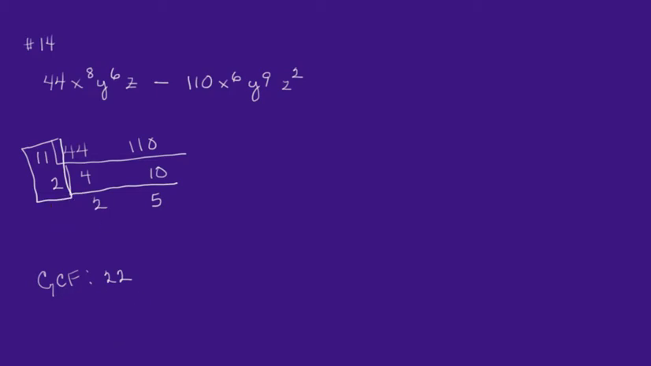Now, let's take a look at my x, y, z variables. So I have an x to the 8th power here and an x to the 6th power here. Between the two, which one has the lowest exponent? It's going to be x to the 6th power. So x to the 6th power is my greatest common factor for my x. Now let's look at my y. I've got y to the 6th here, and y to the 9th here. Which one has the lowest exponent? That's y to the 6th.